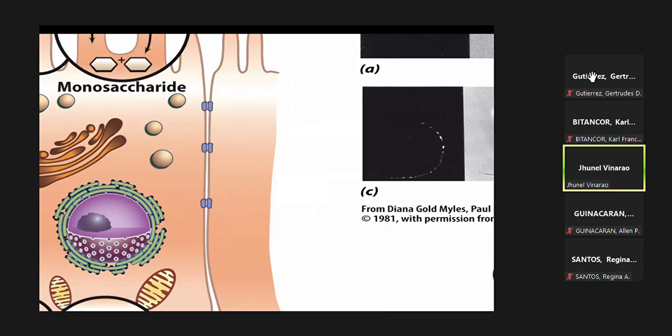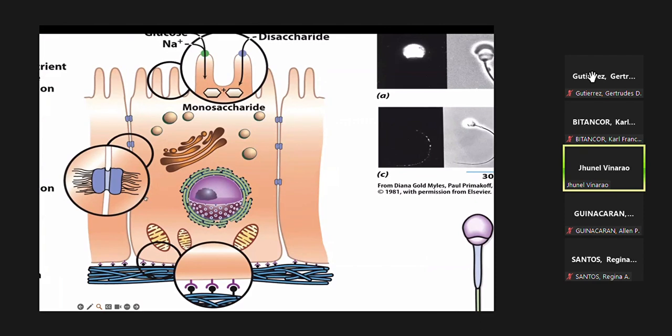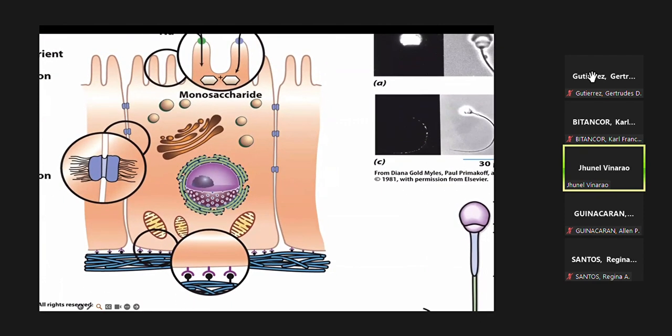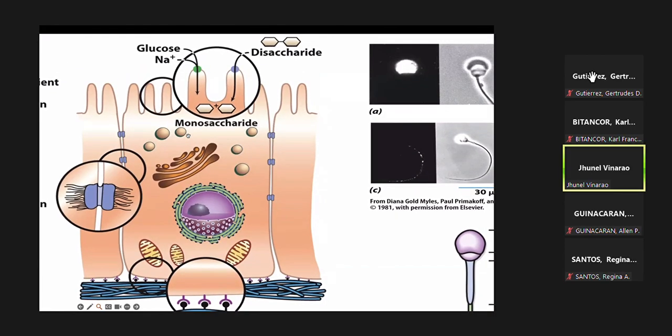Halimbawa nito, good example natin for this, sa spermatogenesis and sa oogenesis. 'Di ba? Okay. So if this is a testis, ayan, yung mga Sertoli cells, ayan, kung saan nagmamature yung mga sperm cell, 'di ba?